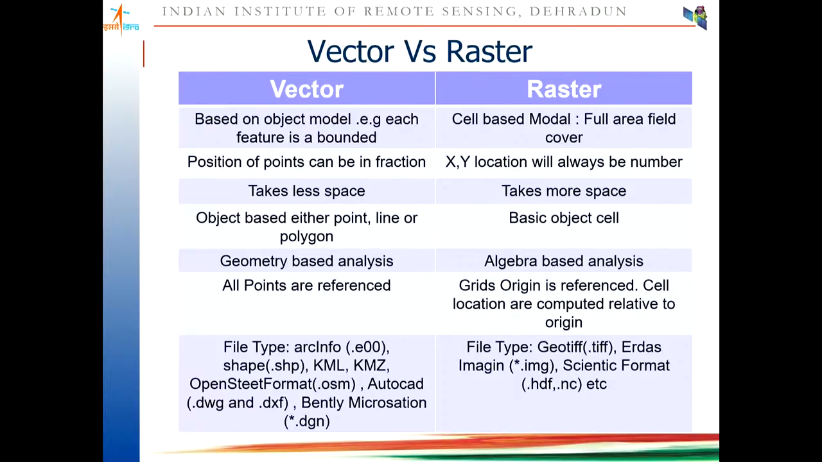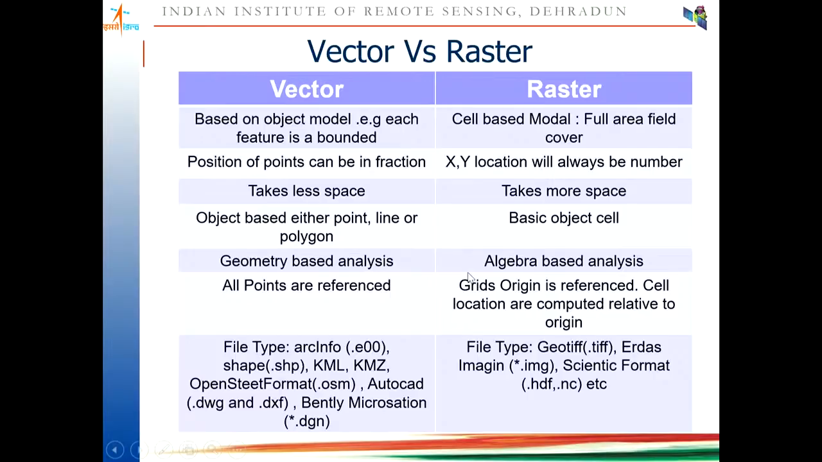Just to summarize, what are the differences between raster and vector data sets? A vector data set is a discrete object-based model, whereas raster is a cell-based model. In vector, the positions of each point have to be stored, and they can also be fractional, whereas in raster the information is considered to be located at a specific location, so fractional information is not considered. Vector data sets generally take less space because you have very little information in terms of nodes, compared to raster, which covers the whole space.